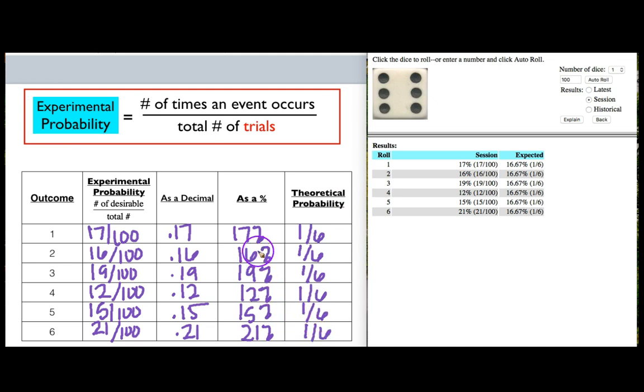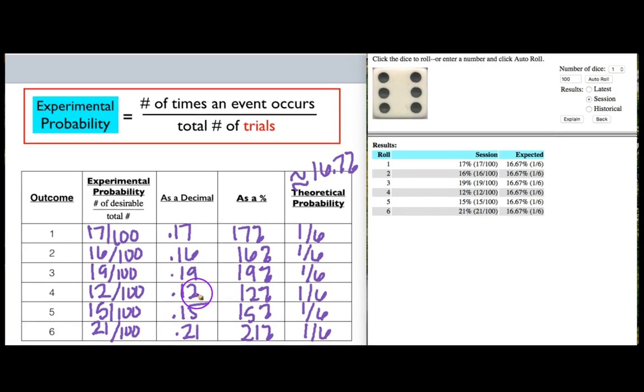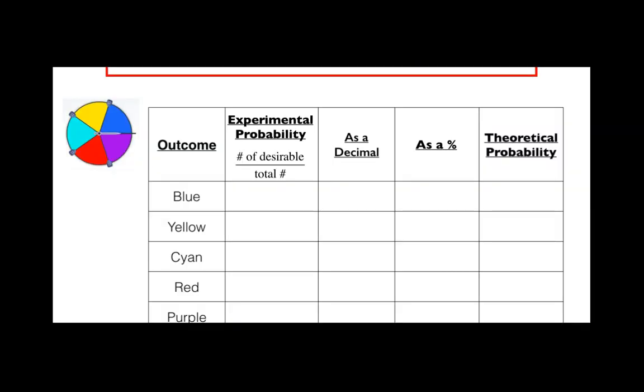So notice these percents. They are pretty close to 1/6, which is about 16.7%, most of them, with the exception of 4 not being rolled that often and 6 being rolled pretty often. Okay, so now on to the next, which in this case is the event of spinning a spinner.